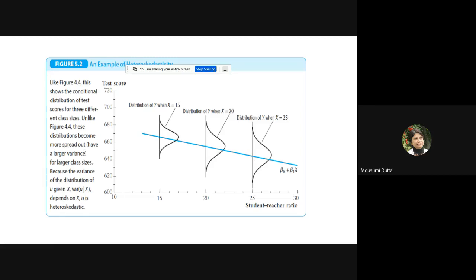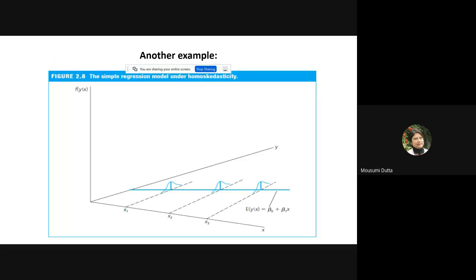The spread of the error around the central line, or around the fit beta naught plus beta 1 x, is changing. Whereas in this diagram and in this diagram, the spread is not changing. So variance is not changing. So these two are examples of homoscedasticity. Let me stop here today with the second assumption, and I'll take some questions.